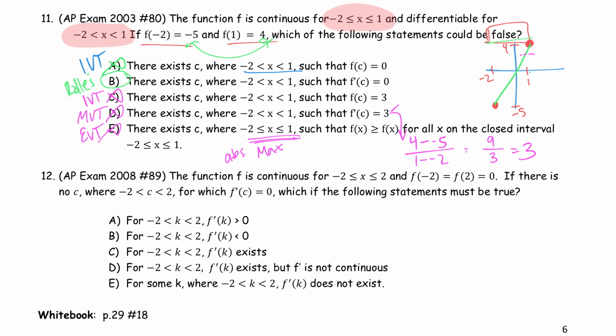All right, I want you to read through number 12, pause the video, give it a shot, and then check back in. All right, so let's check if you got this one right.